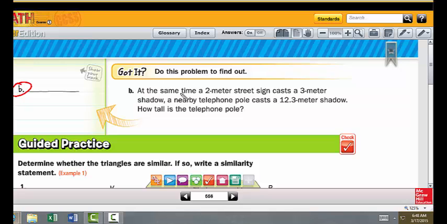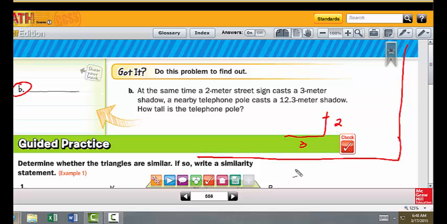At the same time that a 2-meter street sign casts a 3-meter shadow, so let's draw a street sign here, and it is 2 meters high, casts a shadow that's 3 meters in length. A nearby telephone pole, so let's draw the telephone pole over here. Telephone pole casts a 12.3 meter shadow. So let's extend this down here so we can write the shadow a little easier. So it casts a 12.3 meter shadow. How tall is the telephone pole?